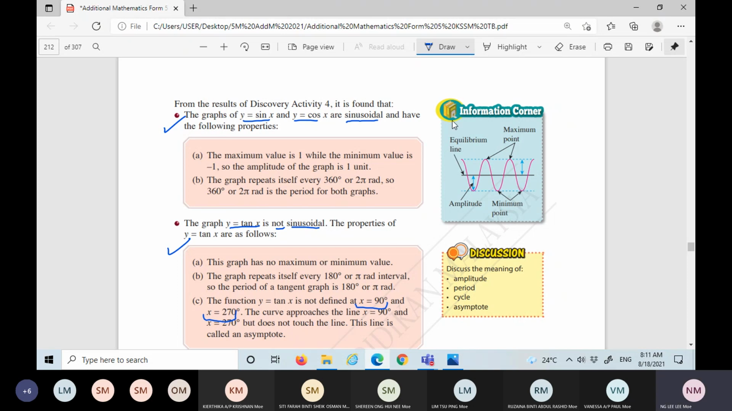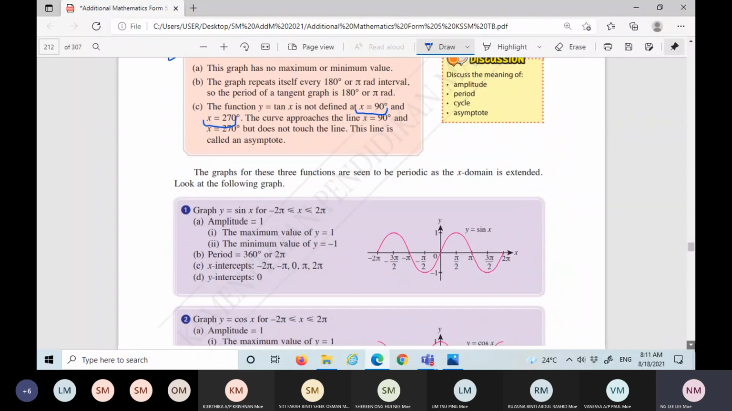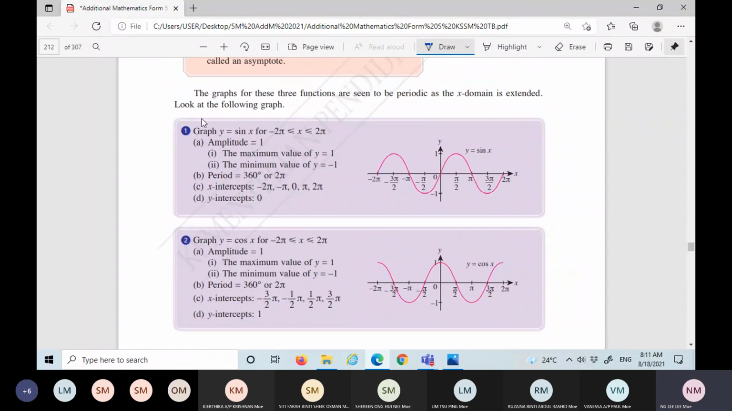Then the definitions of all this, you can look at this. What's the meaning of a maximum point? What's the meaning of a minimum point? What's the meaning of amplitude? And what is the meaning of the equilibrium line? It means, how to say, the middle line. After that, these two also I want you to copy. This one, this one.